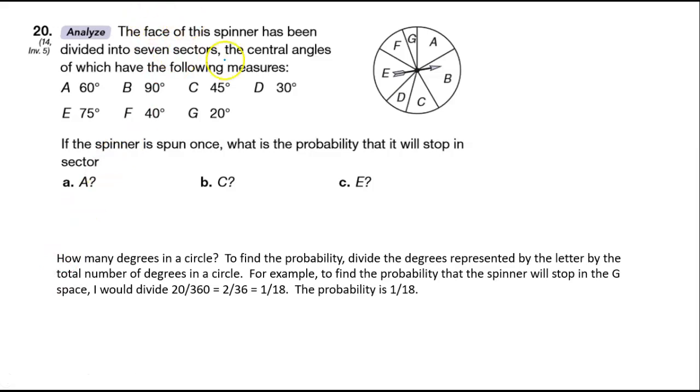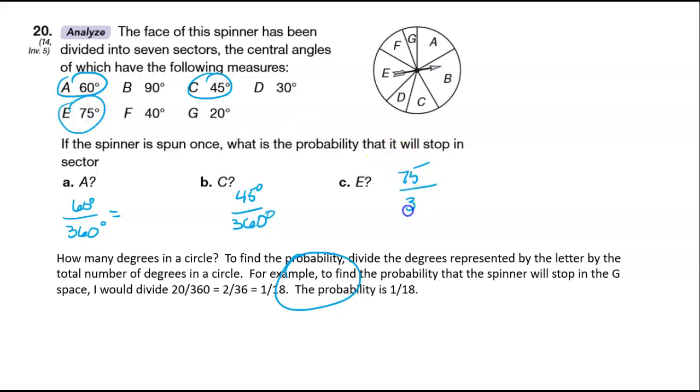Okay. The face of the spinner has been divided into 7 different sectors. The central angles have the following measures. If the spinner is spun once, what's the probability it will stop in A? So A has 60 degrees, so 60 degrees out of 360, and you'll reduce that to find your probability. Same with C, 45 degrees over 360. All of this is here, by the way. And you'll reduce that, and then E, 75 degrees out of 360, and you'll reduce that. And that's it. Please let me know if you have any questions.